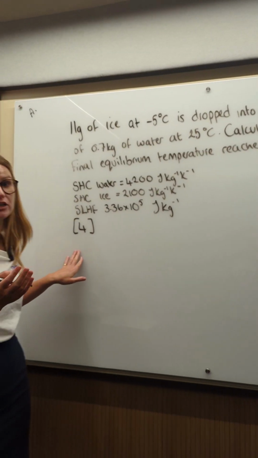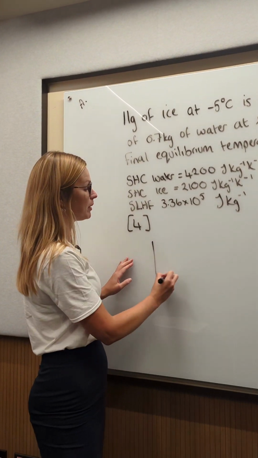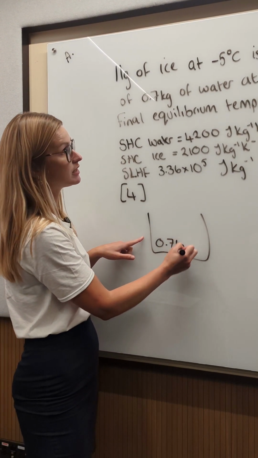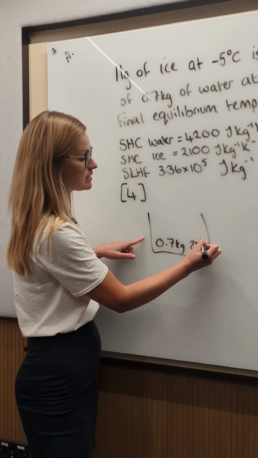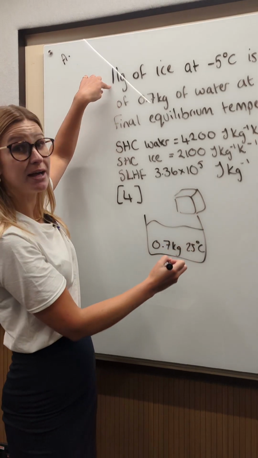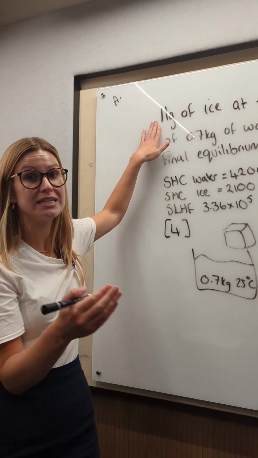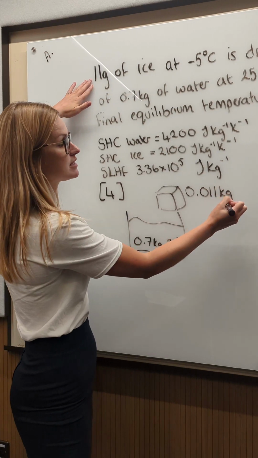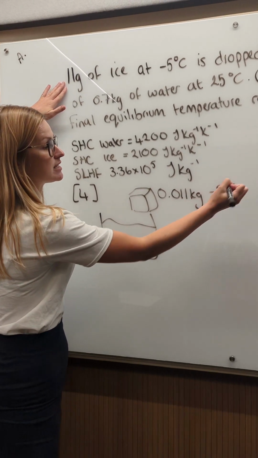So first thing, just draw pictures because it always helps you imagine it. We've got a bucket and it says we've got 0.7 kilograms of water and that water is at 25 degrees Celsius. Then we're dropping that ice that is 11 grams. Just remember the first thing you've got to do is put that into kilograms. So it's 0.011 kilograms of ice, and it's at -5 degrees Celsius.